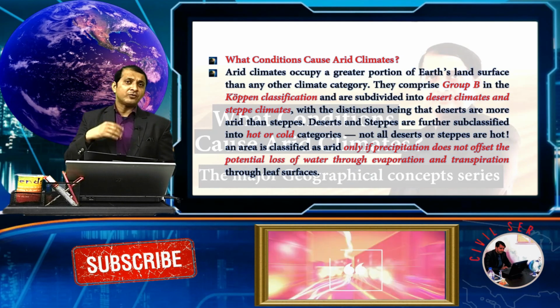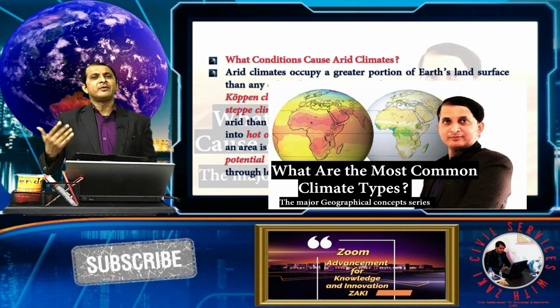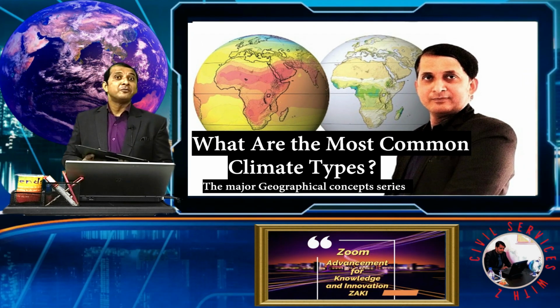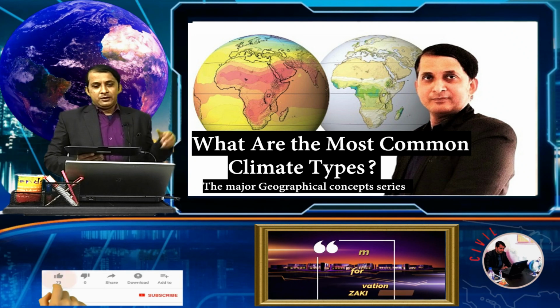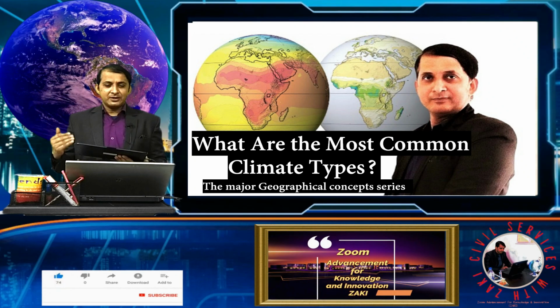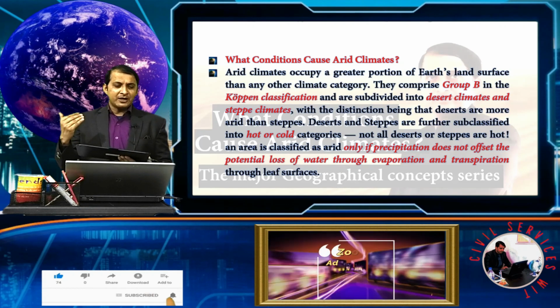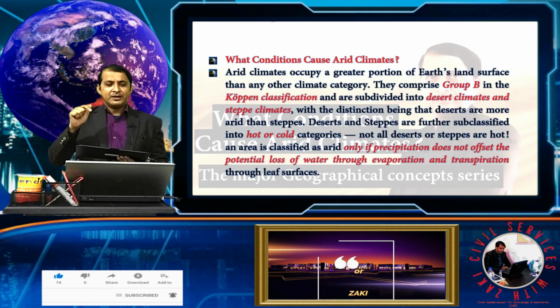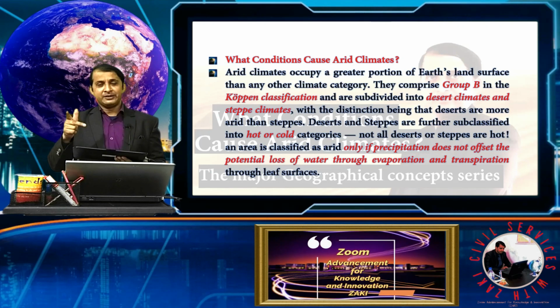To know more about the Köppen classification and the most common types of climate, you must watch my previous video. The distinction is that deserts are more arid. So what are steppe and desert climates?